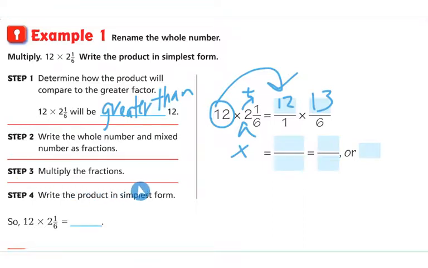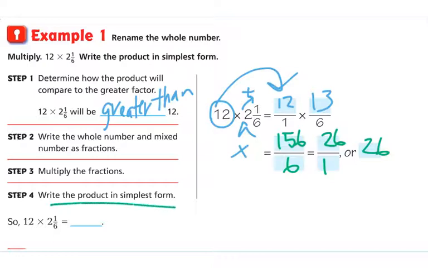Next, multiply the fractions. If we multiply the fractions out, 12 times 13 would give us 156 over 6, because 1 times 6 is 6. We know that this isn't simplified. We can simplify this and divide 6 out of the top and the bottom. So we would get 26 over 1, or 26.